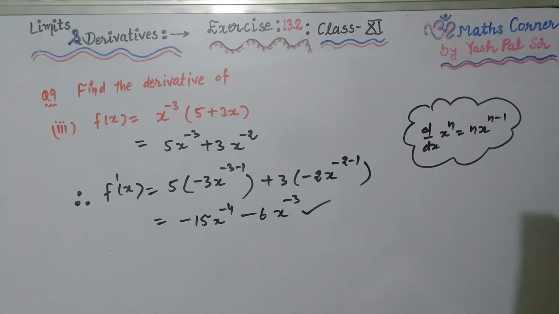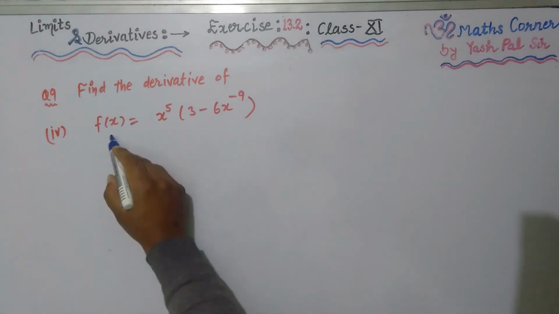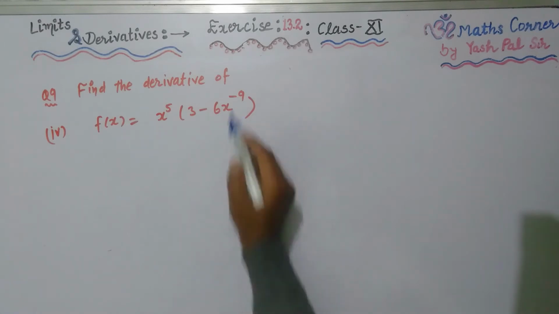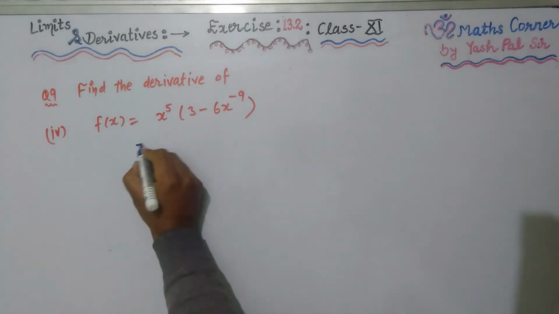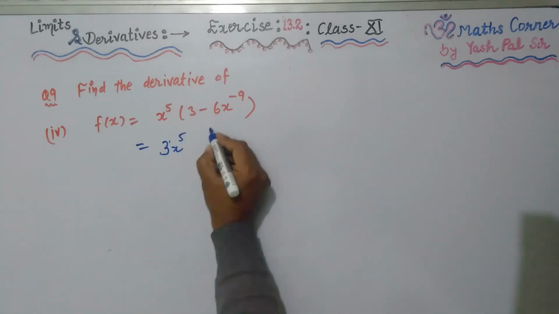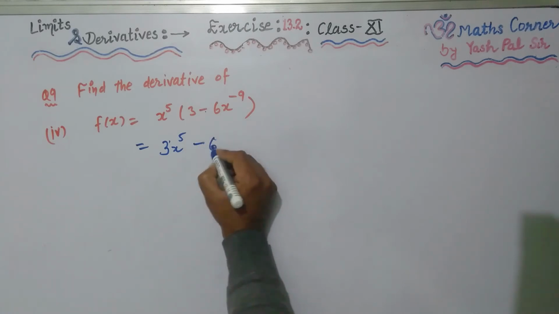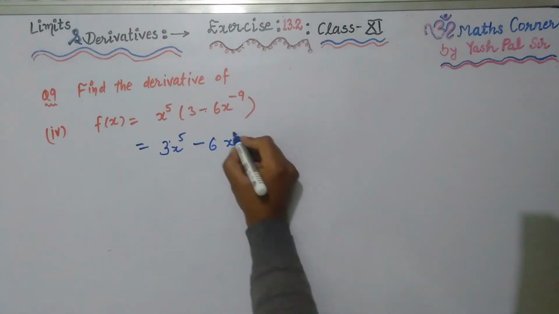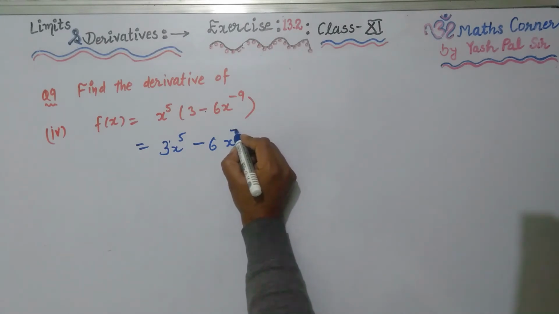Now next part. Part number 4. F of x is equal to x power 5 into 3 minus 6 into x power minus 9. Again, we write this as 3 into x power 5. This becomes 3x raised to power 5 minus 6 into x power minus 9 into x power 5, which is x raised to power minus 4.